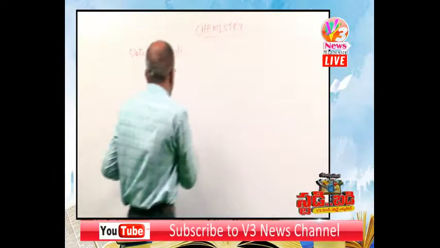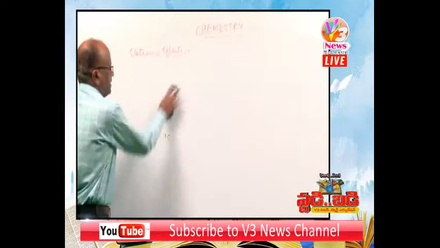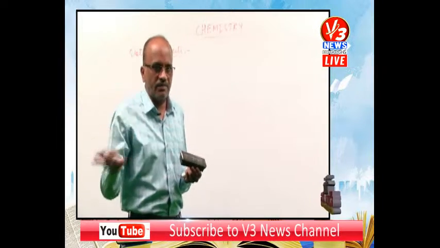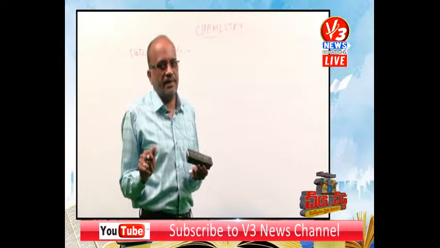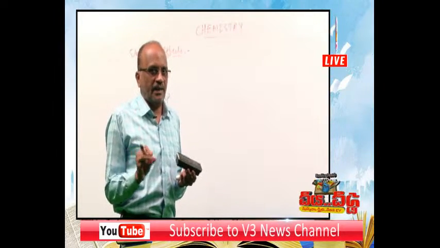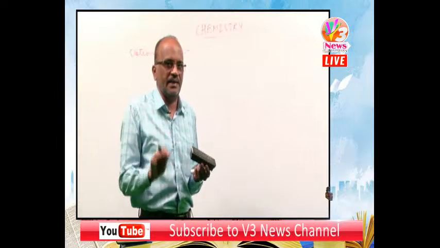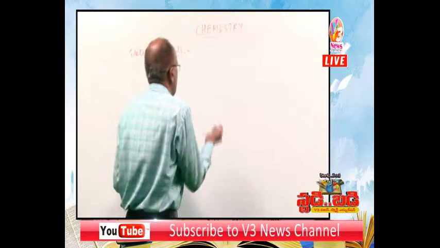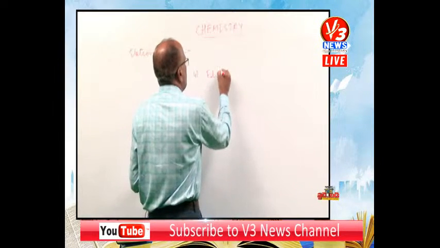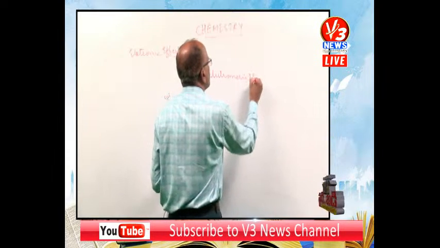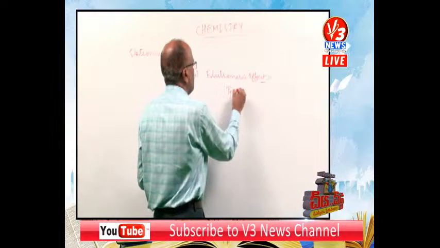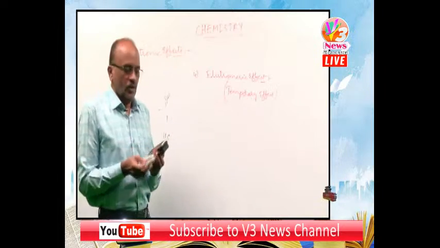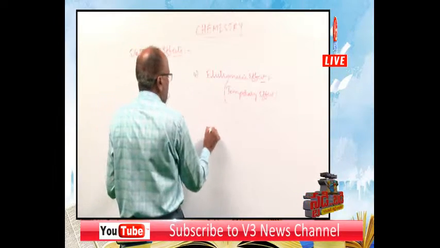Now, another one is a temporary effect, that is the electromeric effect. Whatever effects we have discussed so far are permanent effects. Permanent effects means even in the absence of reacting reagents, these effects will be operating. That is why they are called permanent effects. If an electronic effect operates in the presence of a reagent, then it is called a temporary effect. So, the fourth one we have is the electromeric effect. This electromeric effect is a temporary effect.